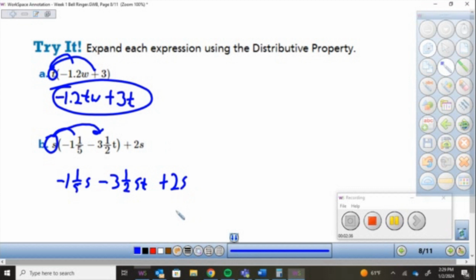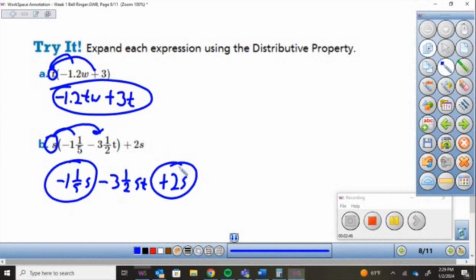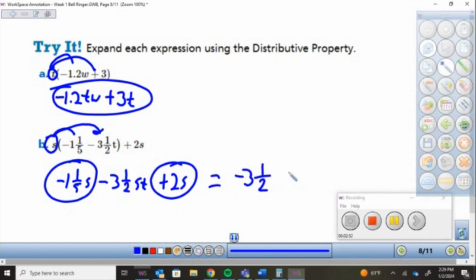Now again, we would have to combine these terms that are the same, which would be the s terms. They get combined. So we still have the -3 1/2 st, but now we combine these two terms. So if I have 2 plus -1/5, I'm going to have a positive 4/5 s.